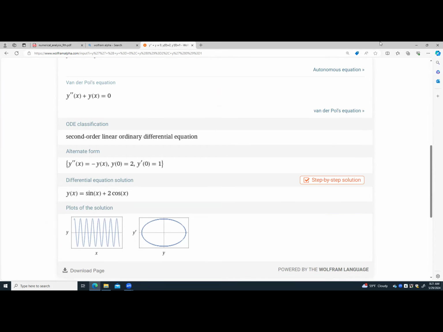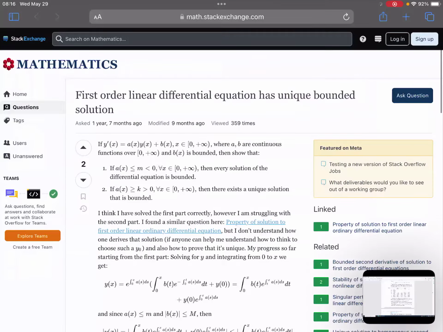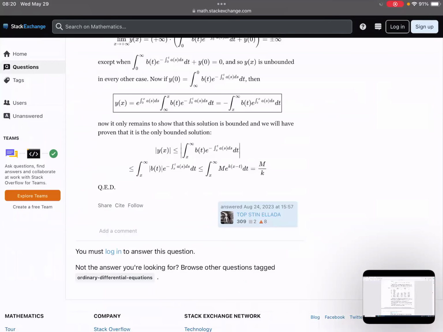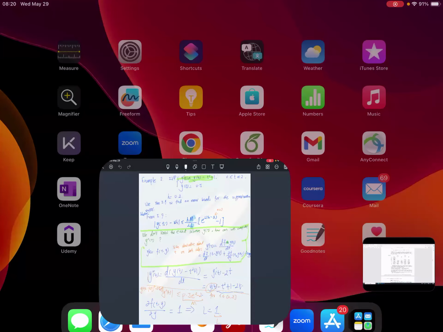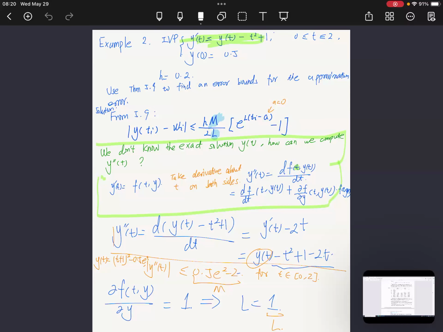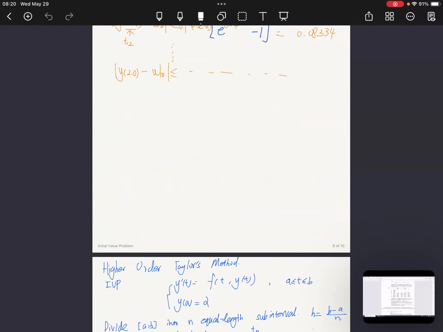And so I don't think it's general to get the second derivative bound from the question itself. So let's go back to here. But sometimes we don't need the exact solution to get the second derivative bound, and this is one situation. I give you one example here.